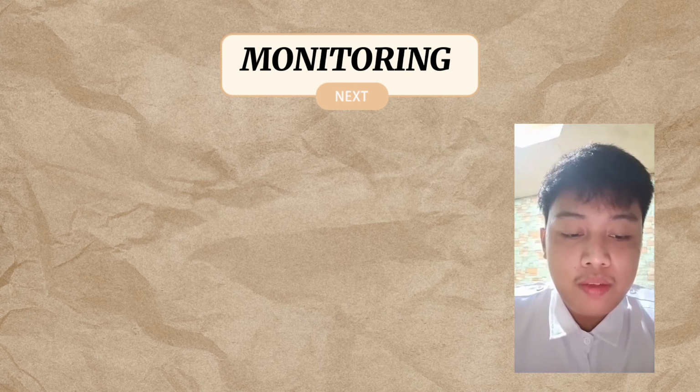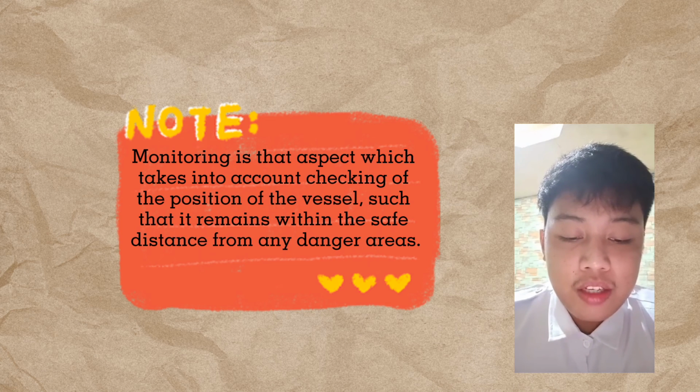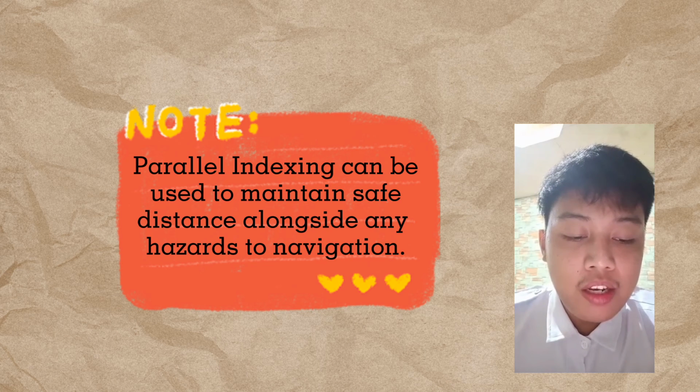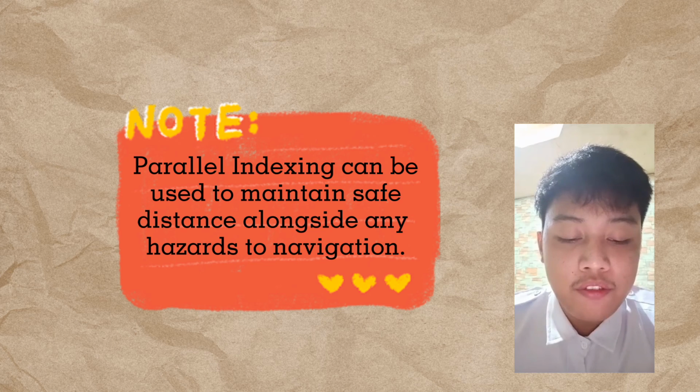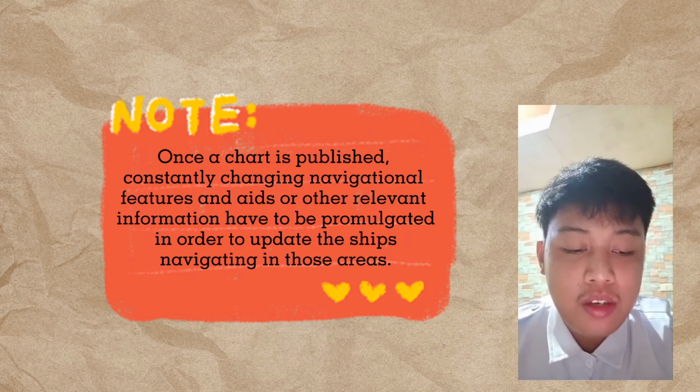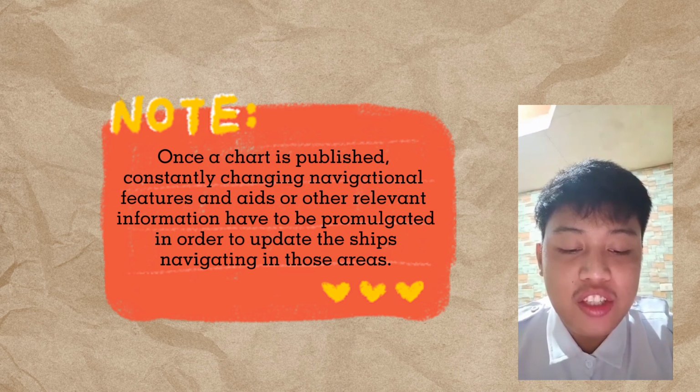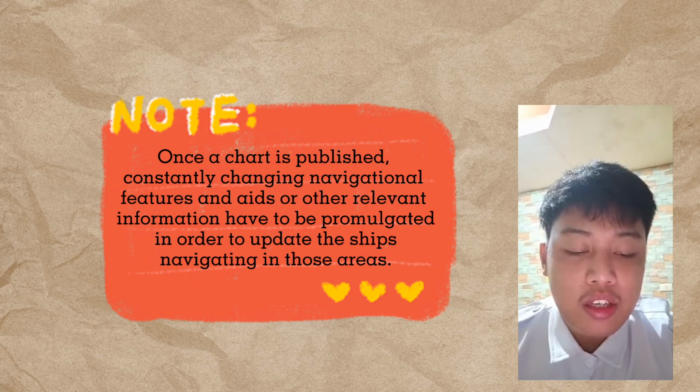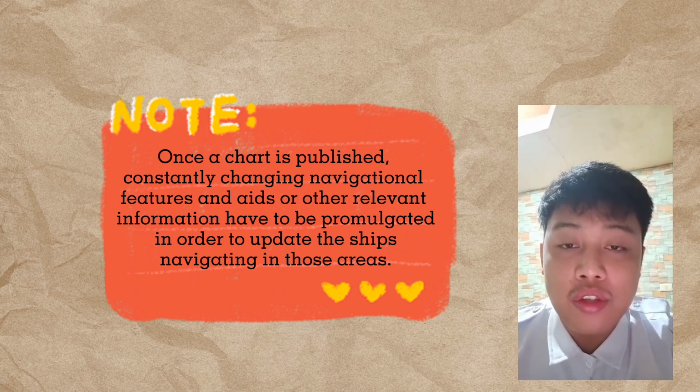Sixth topic is monitoring. Monitoring is that aspect which takes into account checking the position of the vessel such that it remains within a safe distance from any danger areas. Parallel index can be used to maintain safe distance alongside and in any hazards to navigation. Seventh is updating. Once a chart is published, constantly changing navigational features and aids or other relevant information have to be promulgated in order to update the ship's navigation in those areas.